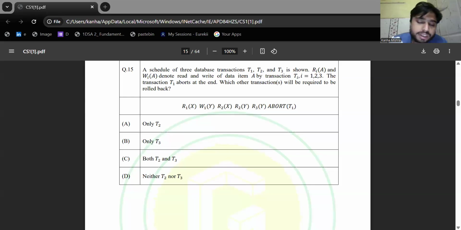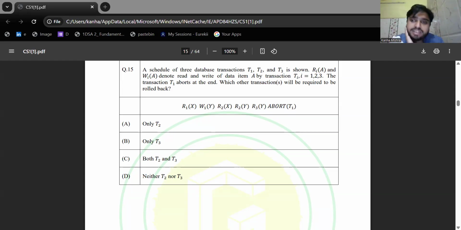Hello everyone, let's solve question number 15 of GATE 2025 CS1 paper. A schedule of three database transactions T1, T2 and T3 is shown. R_i(A) and W_i(A) denote read and write of the data item A by transaction Ti, for i = 1, 2, 3, etc. The transaction T1 aborts at the end. Which other transaction will be required to roll back?